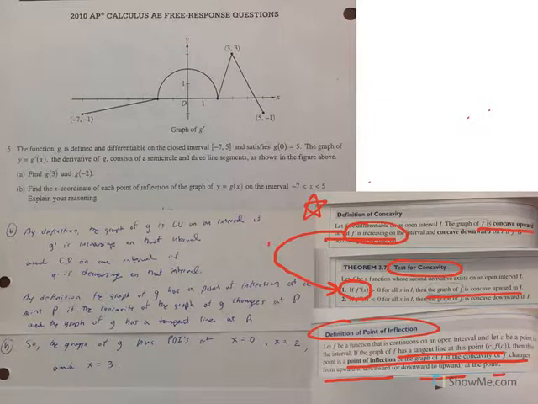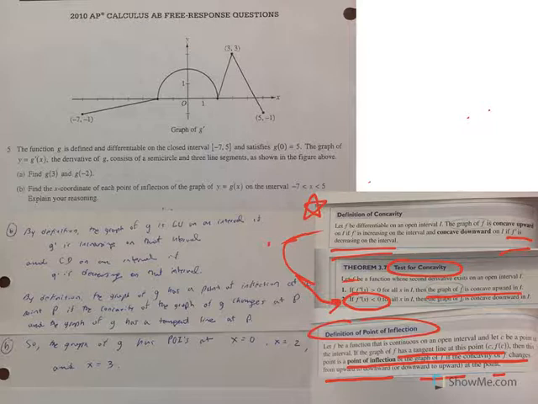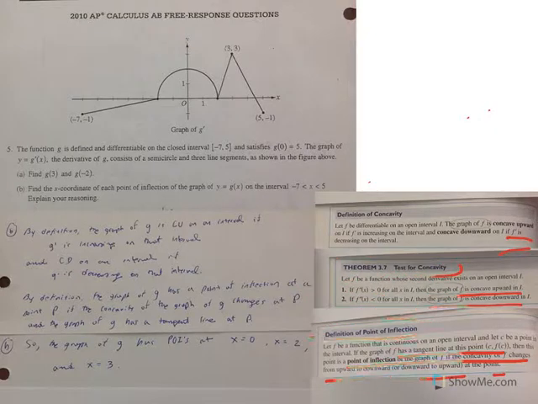in the interval. If f double prime is negative on an interval, that means, of course, going back to the definition, f prime is decreasing on the interval, which means f double prime must be negative. The derivative of f prime would be negative because f prime is decreasing. So if f double prime is negative, that means f prime is decreasing and the graph of f is concave downward.